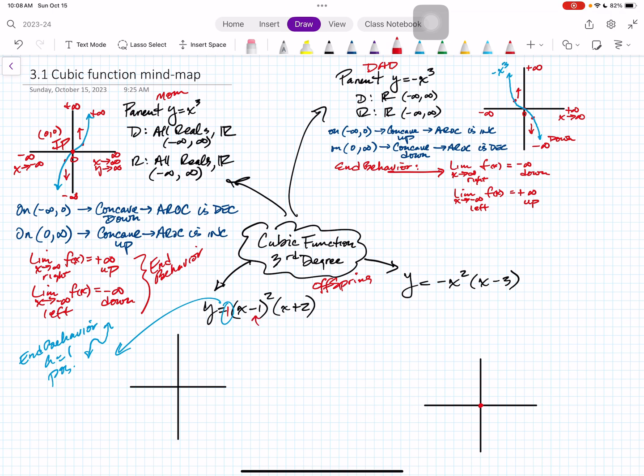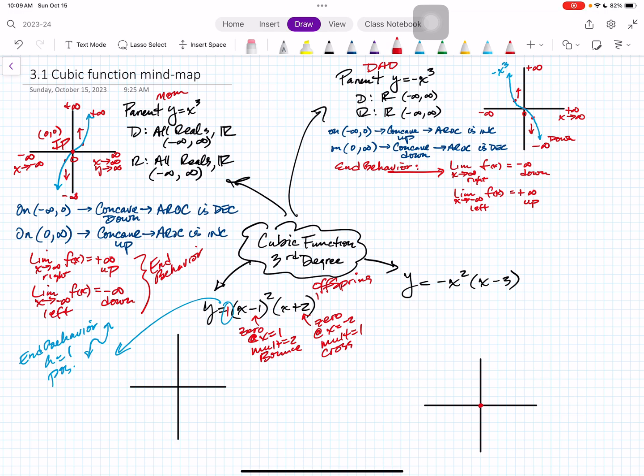I know that I have a 0 at x equals 1. Its multiplicity is 2, which means I have a bounce there. So again, I'm taking previous concepts and applying them. I also know that I have a 0 at x equals negative 2 that's raised to the first power, so the multiplicity is 1, and I know that it crosses the y-axis there. So given that right here, I can graph the function.